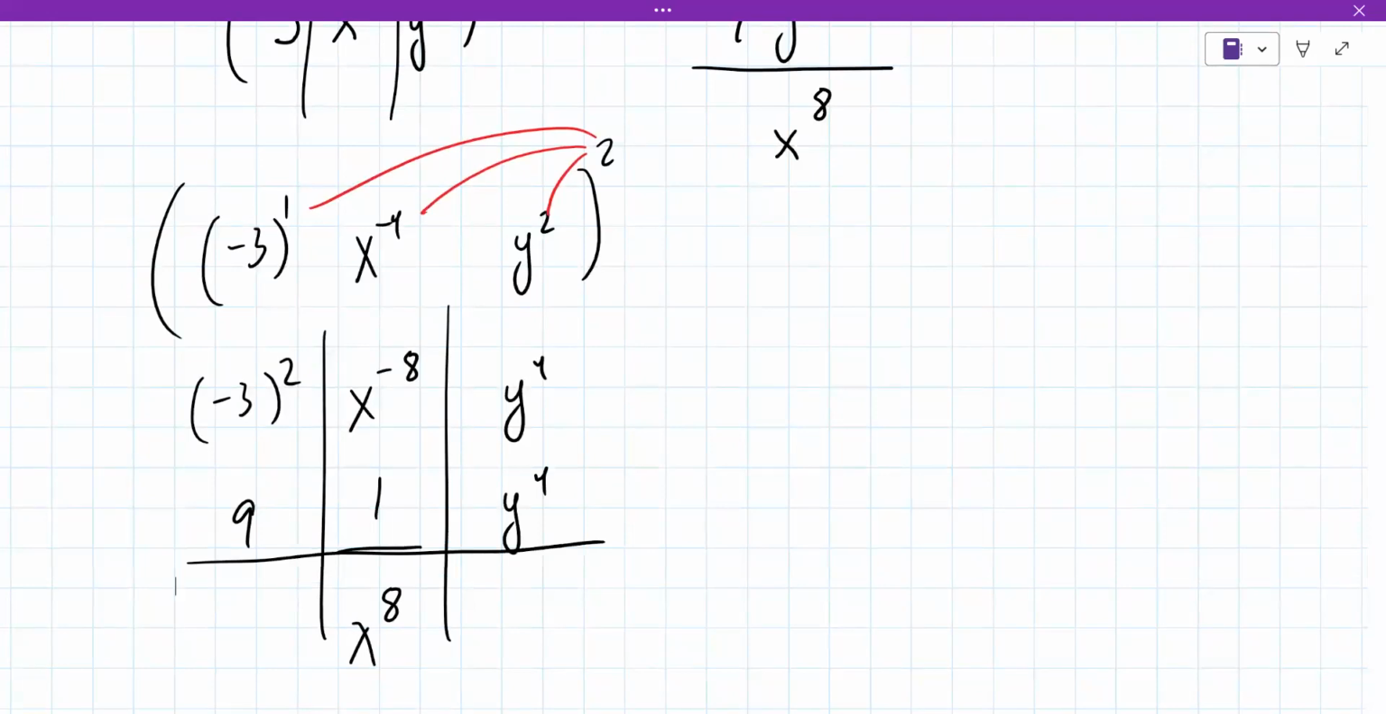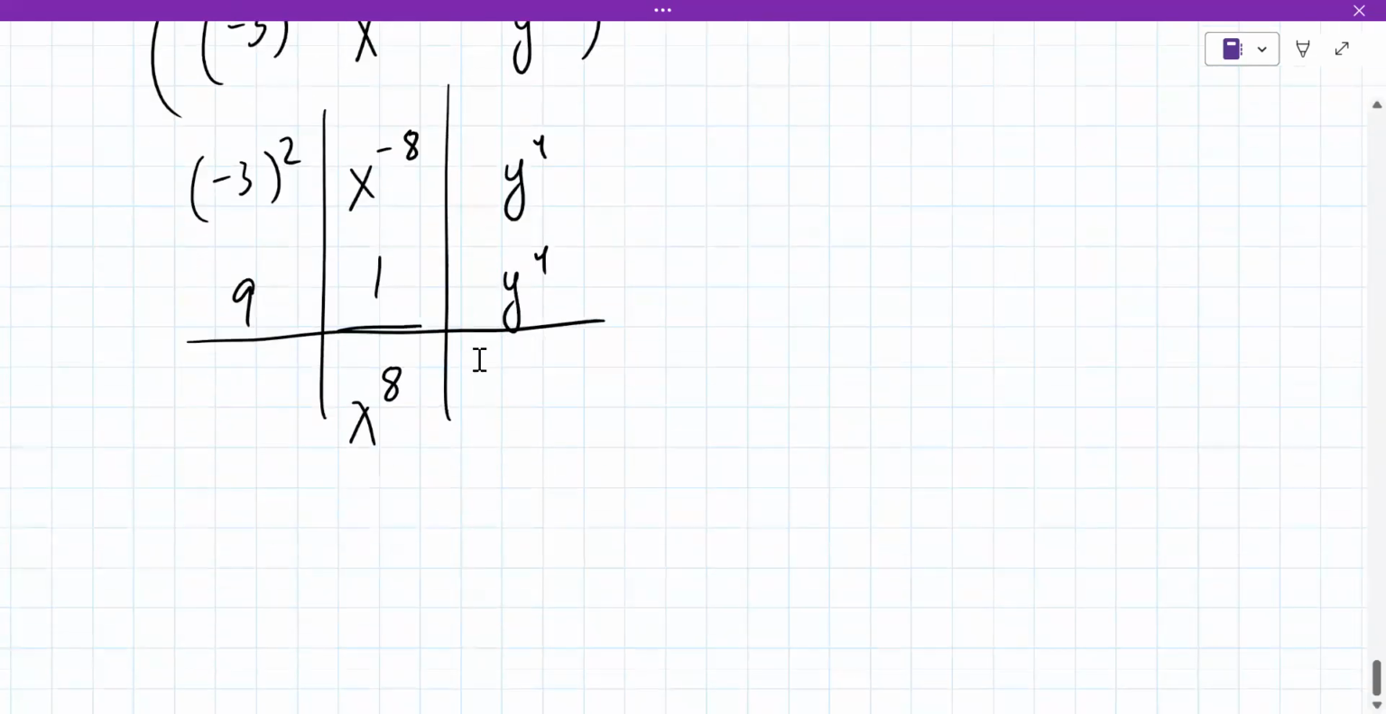All right, I know this is probably really painful. I got to get you to one more here. Let's try -4 x to the 7th, y to the -3, all to the power of 2.